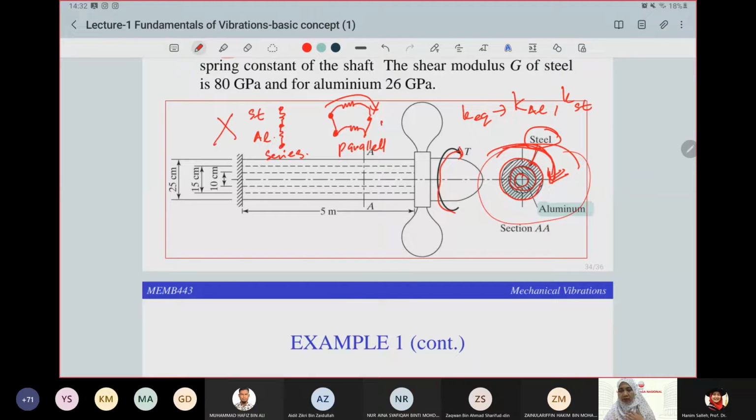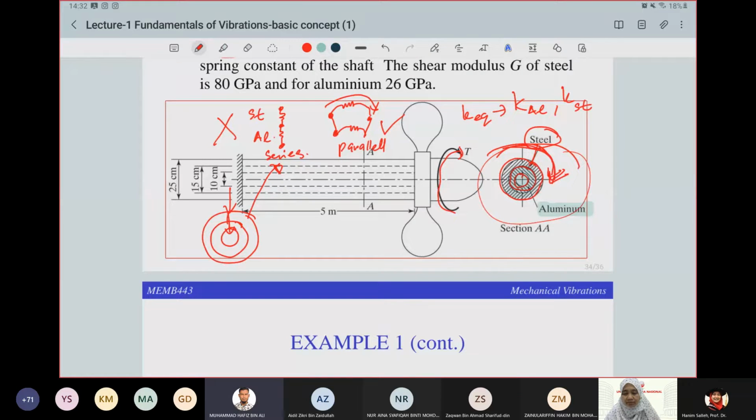So be careful when you look at any problem. You really have to decide whether it is in series or in parallel. You can have the same shaft in series if maybe you put your force in this direction. It's not torsional. Then maybe the stiffness is in this direction, then you can have it in series. But this one is torsional. Are you with me, class?